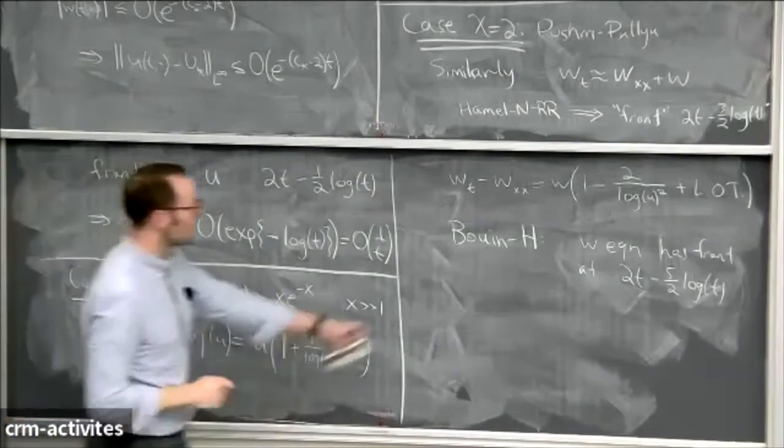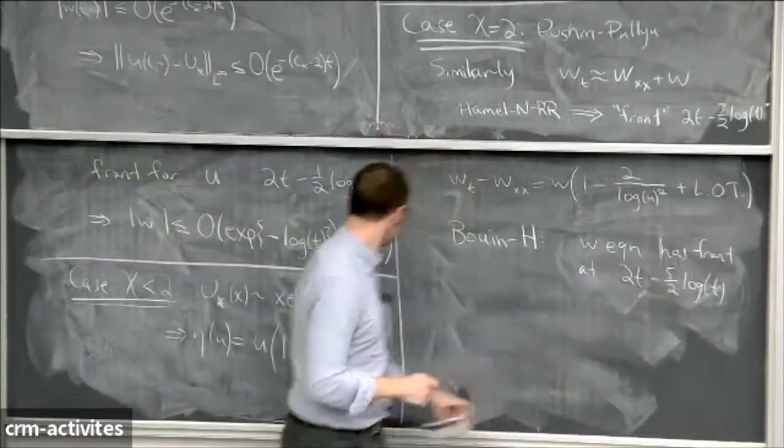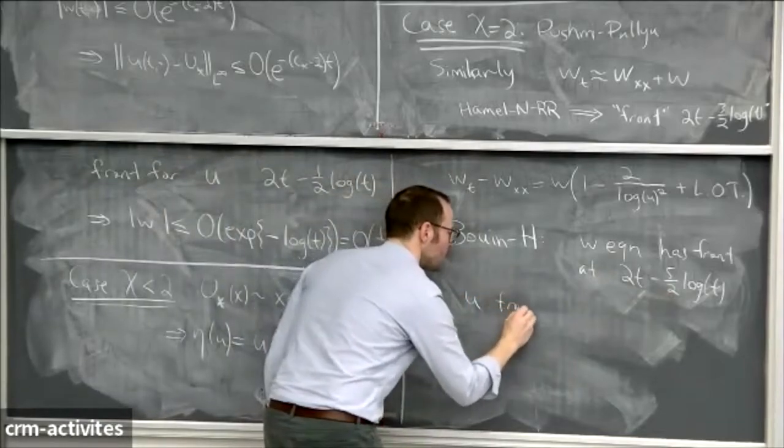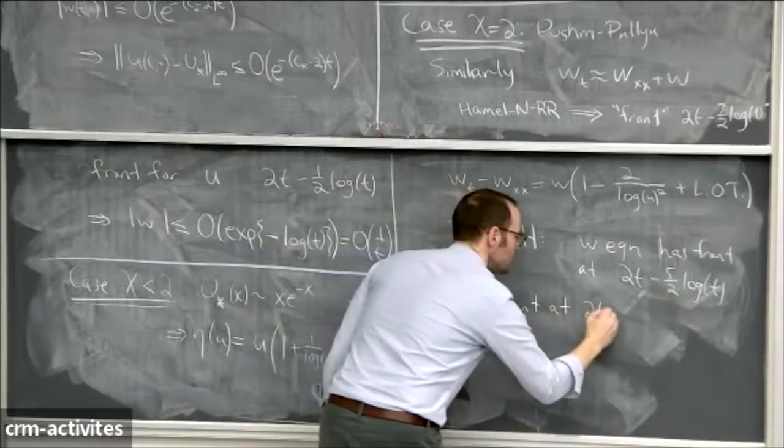Okay, so we have this front at 5/2 log t. And of course, u has a front because it's semi-FKPP, it has a front at 2t minus 3/2 log t.